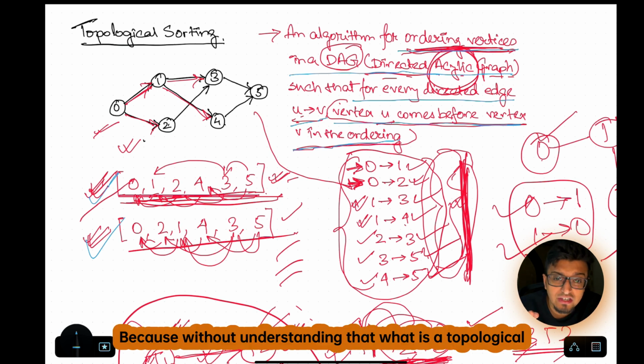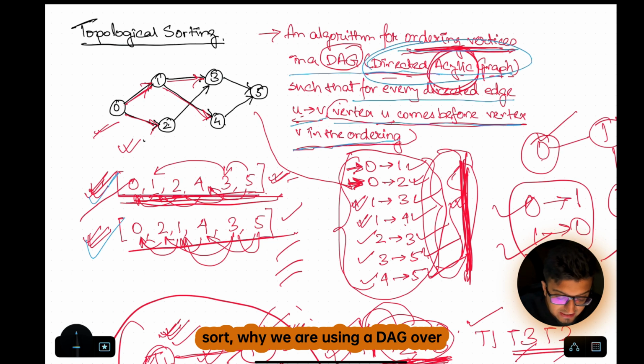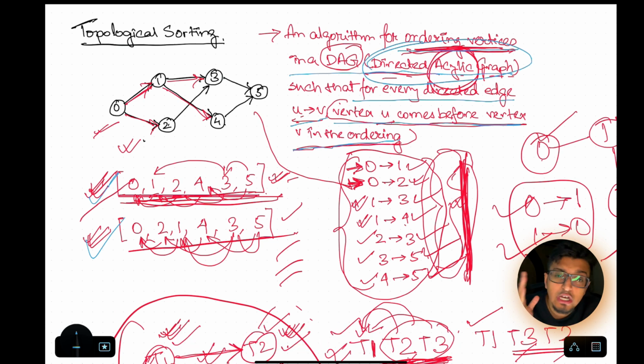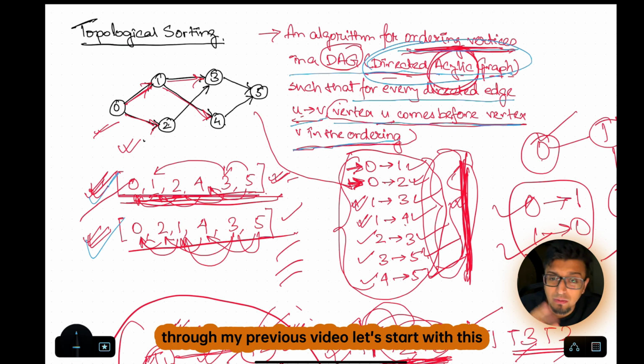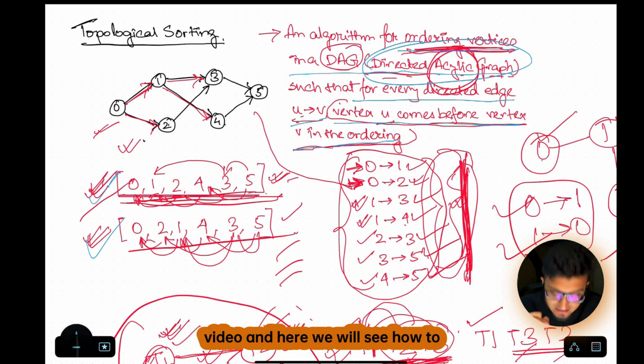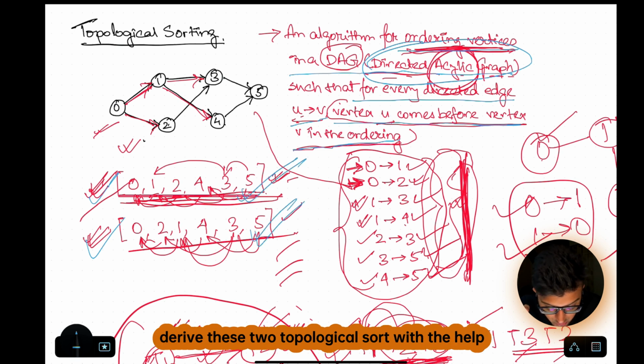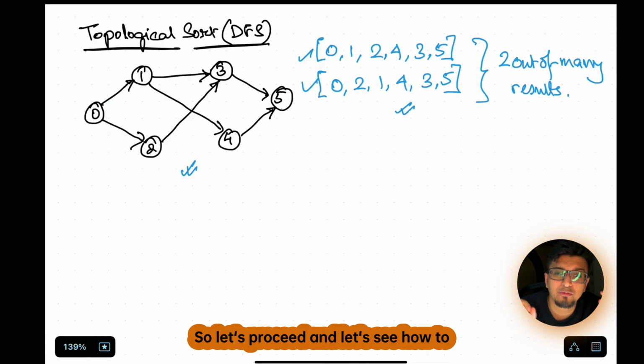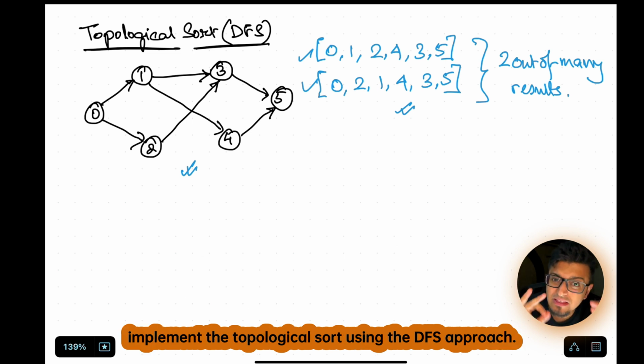what is a topological sort, why we are using a DAG over here and all the concepts, it is meaningless to proceed further. So with the assumption that you have gone through my previous video, let's start with this video, and here we will see how to derive the topological sort with the help of the DFS algorithm. So let's proceed and see how to implement the topological sort using the DFS approach.